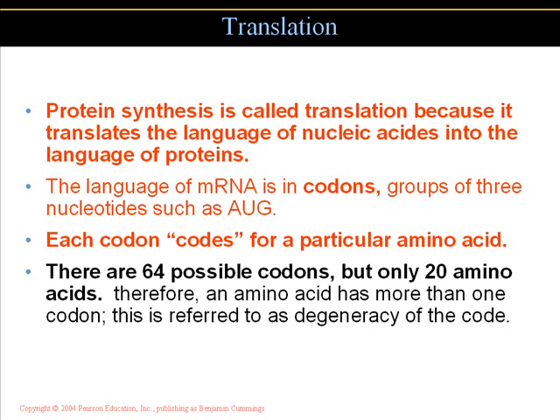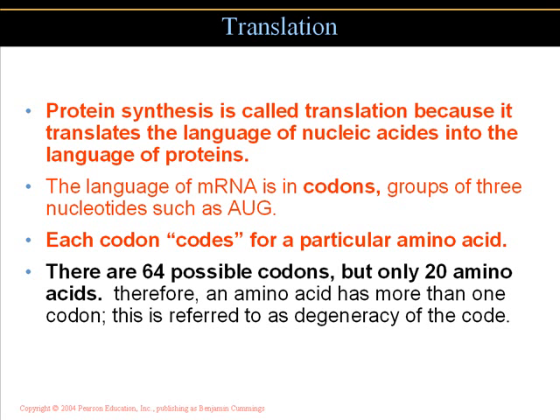The language of messenger RNA is in the form of what's referred to as a codon. This is a group of nucleotides, typically 3 bases in sequence, that codes for a particular amino acid. Remember, amino acids are the building blocks of proteins. There are 64 possible codons. There are only 20 amino acids. Therefore, an amino acid can have more than one codon, but this is referred to as a degeneracy type of code.